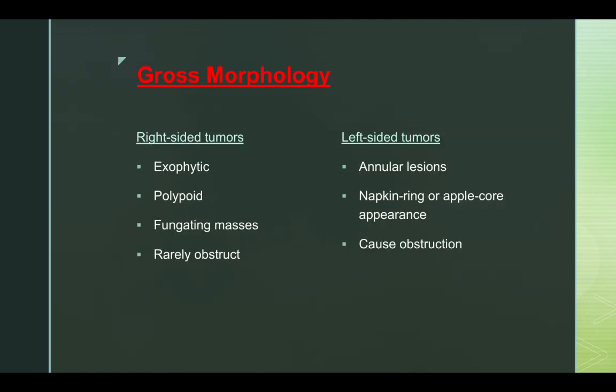Gross morphology of right-sided tumors are exophytic polypoid fungating masses. They rarely obstruct the flow in the GIT, whereas left-sided tumors occur as annular lesions. They appear as napkin ring or apple core appearance. They cause obstruction.